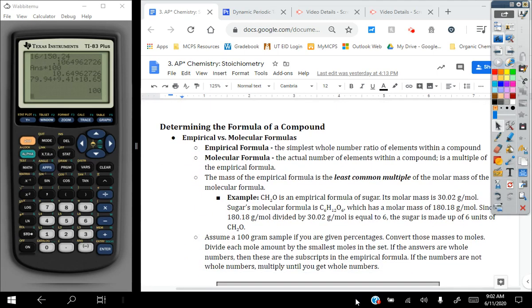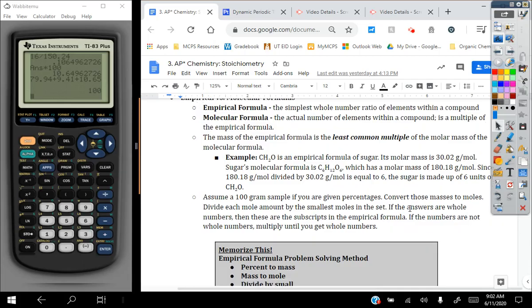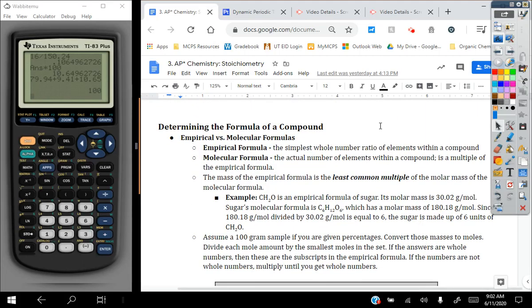All right, welcome back. So determining the formula of a compound is our next topic, and we're only going to get into the first type, I think, in this video. There are 3 types of empirical formula problems we're going to look at. The first type is using percentages or percent compositions, which we just discussed, to figure out the empirical formula, which is the simplest whole number ratio of elements within a compound.